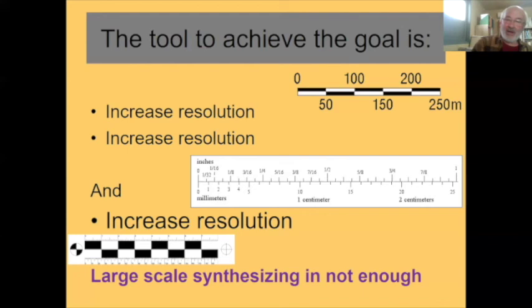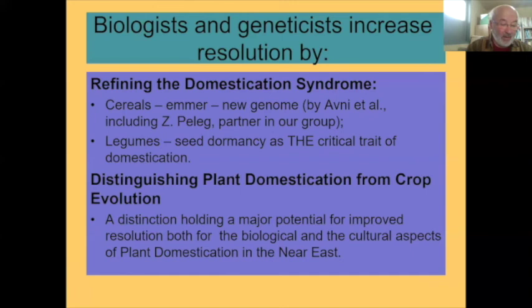All right. As a summary, for the two talks following Shahal's presentations, we may say that not a few biologists, geneticists, and agronomists investigating plant domestication are striving for increased resolution. They do it by refining their knowledge and understanding of, for example, the domestication syndrome traits for both cereals and legumes, or by distinguishing plant domestication from crop evolution under domestication, as Shahal showed just now.